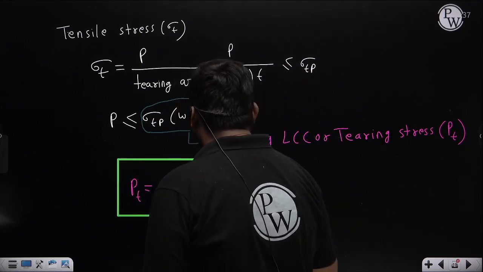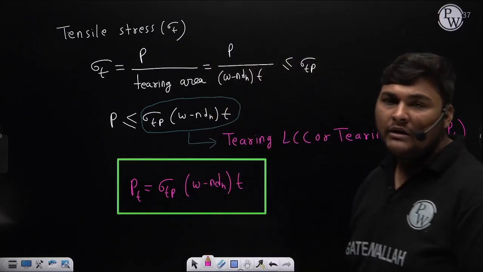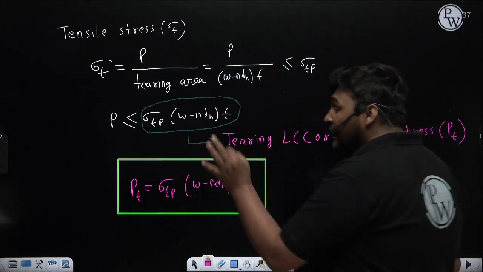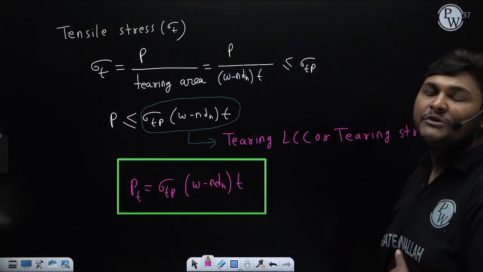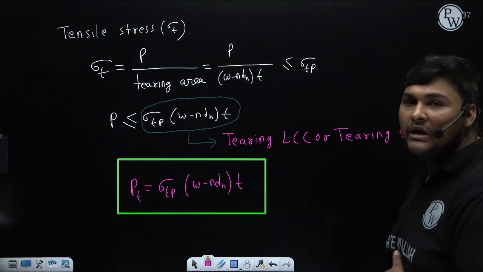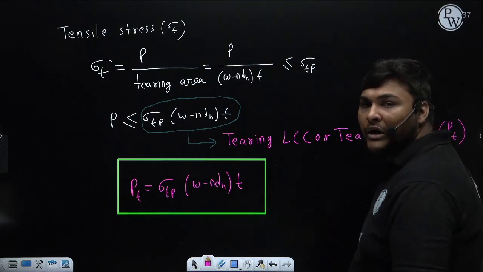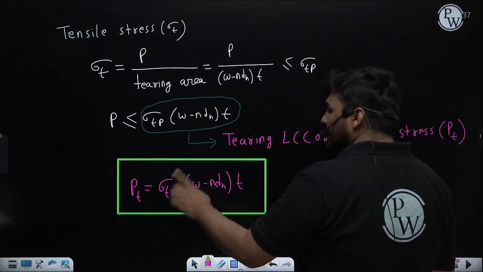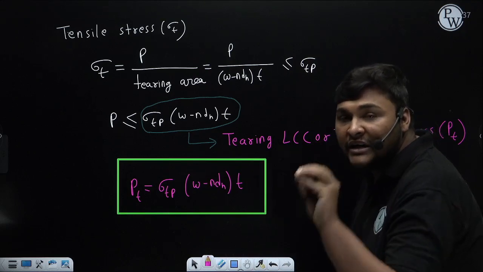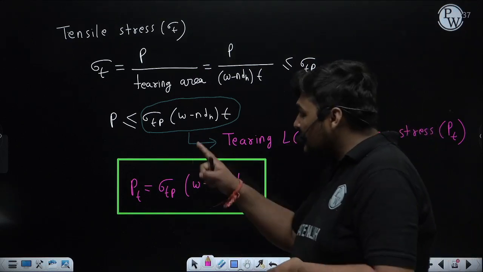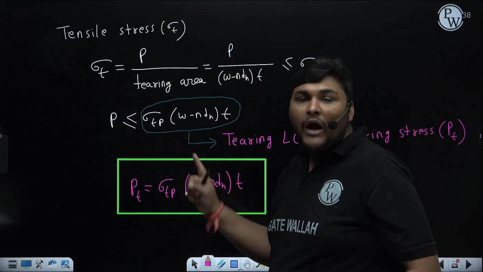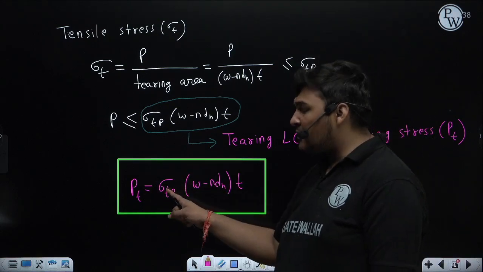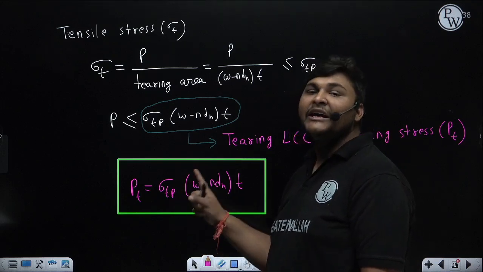Whenever you are calculating load carrying capacity to avoid any failure, equate the actual stress with permissible stress. So when I am calculating load carrying capacity to avoid tearing failure, that is PT, the tearing load carrying capacity. How to calculate it? Equate sigma T with permissible, so it will be sigma TP into tearing area. Simple. If we are calculating tearing load carrying capacity, actual P should be equal to this or less than this to avoid tearing failure.